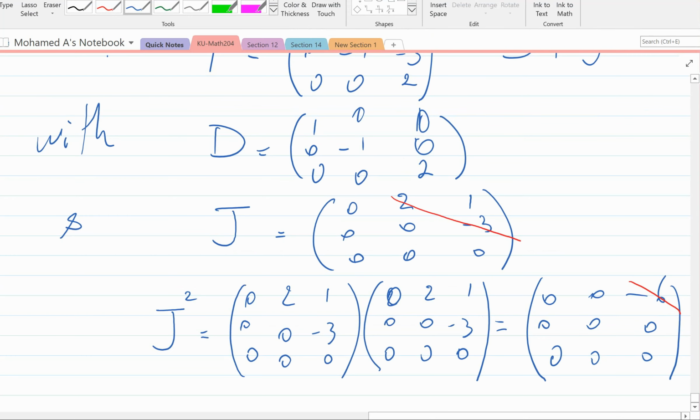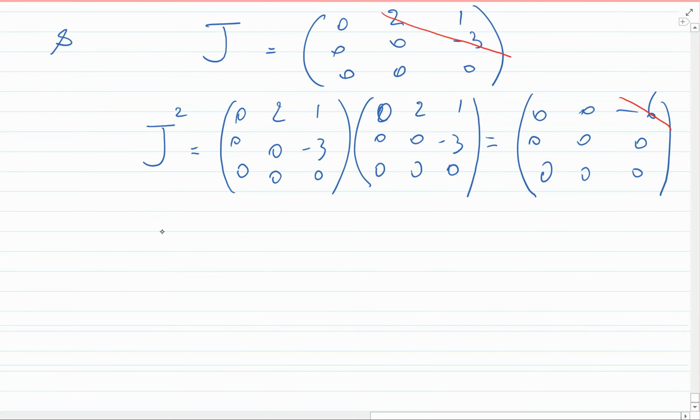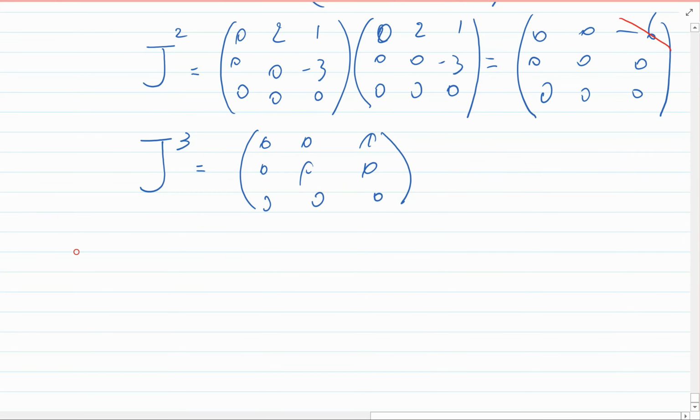So when we go to J cubed, okay, the line now escaped, that number minus 6 gives me 0, 0, 0. Okay, so after J cubed, you get what? 0, 0. And that's exactly the same, for example, here. Let me give you another example.